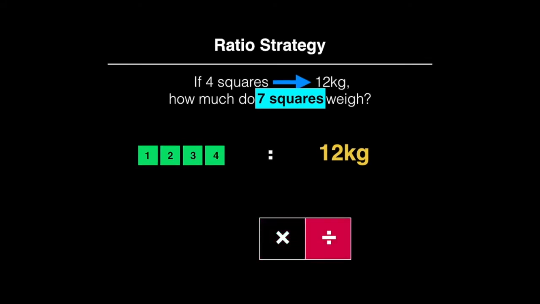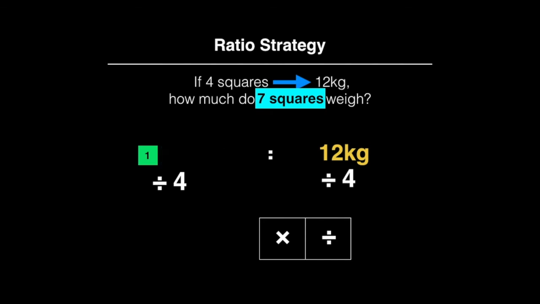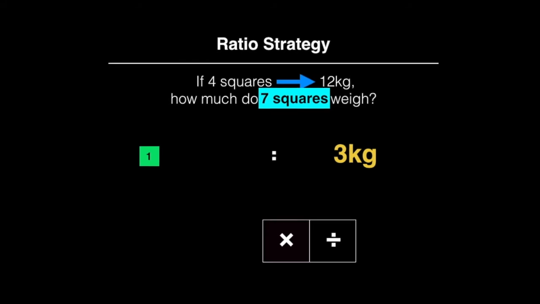Like with algebra, actions performed on the part of the ratio need to be repeated against all parts of the ratio. 4 divided by 4 equals 1. 12 kilograms divided by 4 gives us 3 kilograms. The ratio description now tells us that 1 square is worth 3 kilograms.